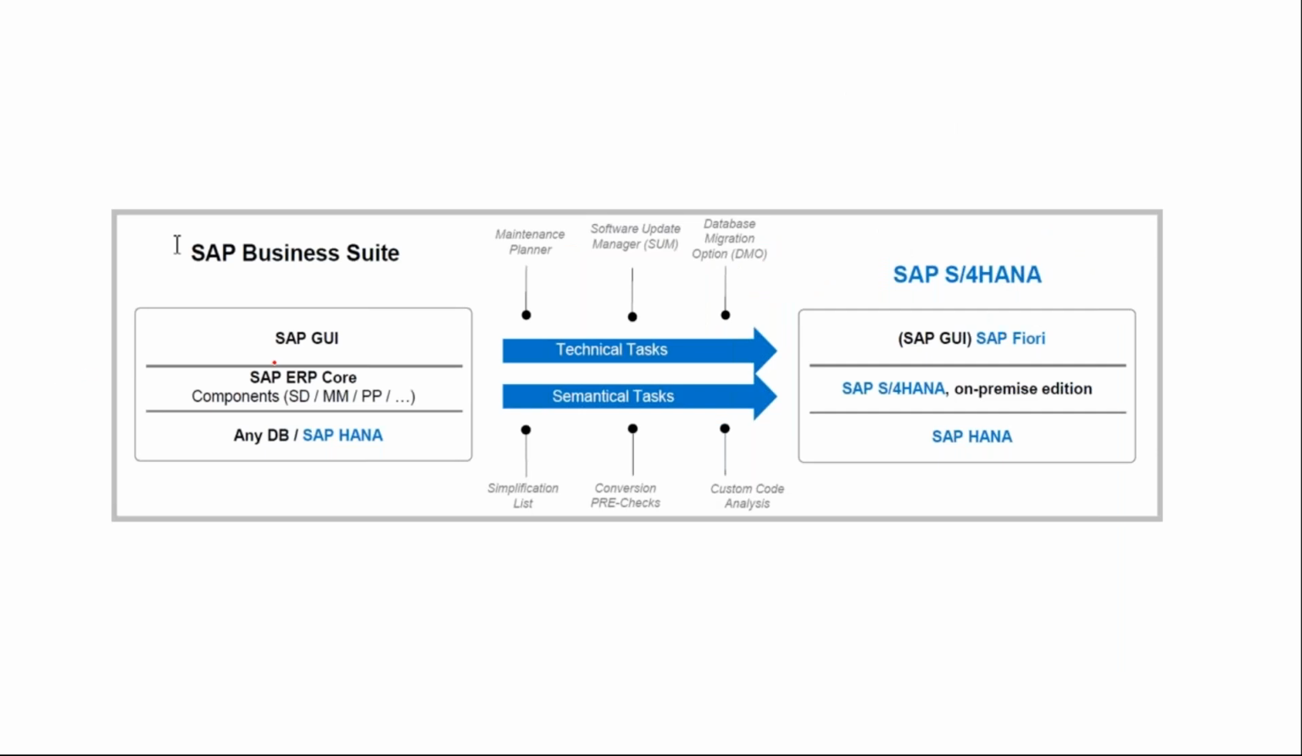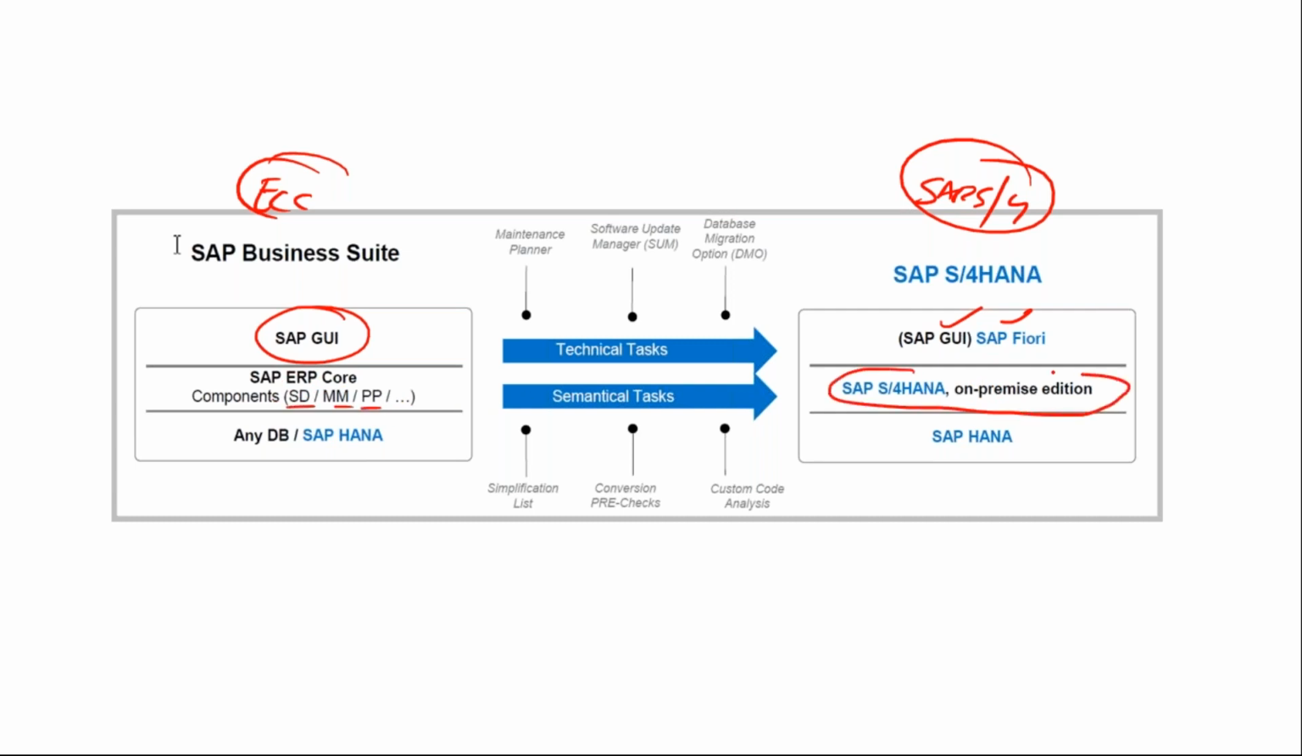So when you talk about the business suite, the business suite is basically my ECC system moving to my SAP S4HANA system. So you have a graphical user interface where you have your Fiori layer, and your core components, be it SD, MM, PP, it's all your SAP S4HANA on-premise edition, where it works more in the logistics space. Plus, it could be an AnyDB or it could be an SAP HANA DB. Again, this is completely on HANA, only on HANA.